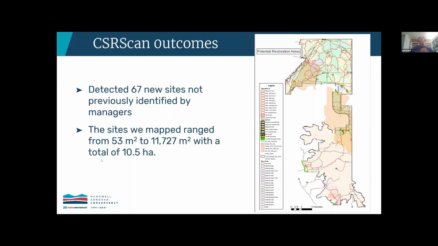The result was a map which located the 67 new sites and gave characteristics of each of them. And these 67 sites ranged in size from about 50 square meters, not very big, up to more than 10,000 square meters, which is very big. And the total was 10.5 hectares, which is about 26 acres of degraded sites.